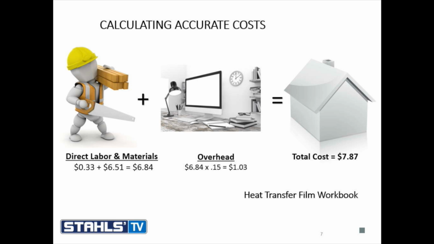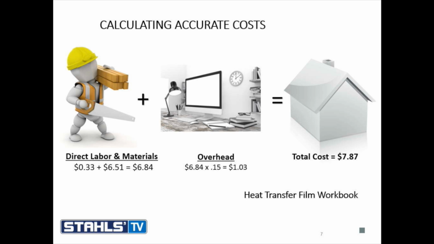And so with what we just created, here's how it all works together. You can see the direct labor and materials for this job: 33 cents for my labor rate. That was the 2 minutes of labor, plus the $6.51 that was the cost of my design, plus the cost of my shirt with freight added up, equals $6.84 in direct cost. That's under the guy carrying the lumber and the saw there.